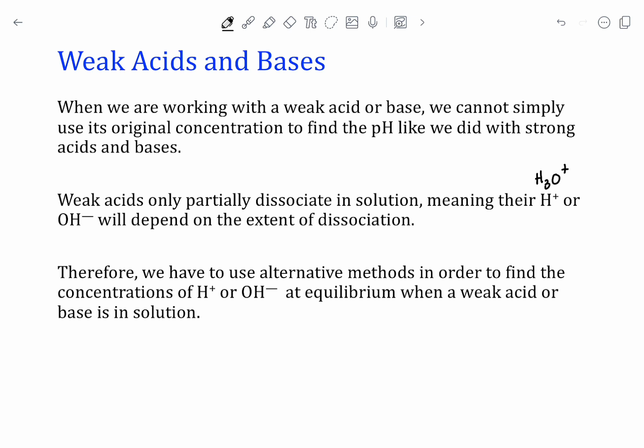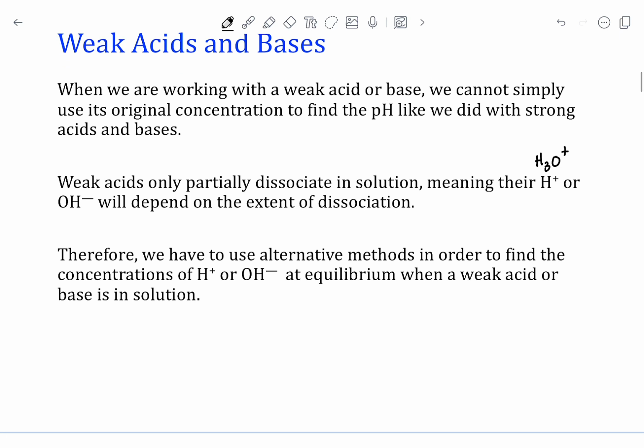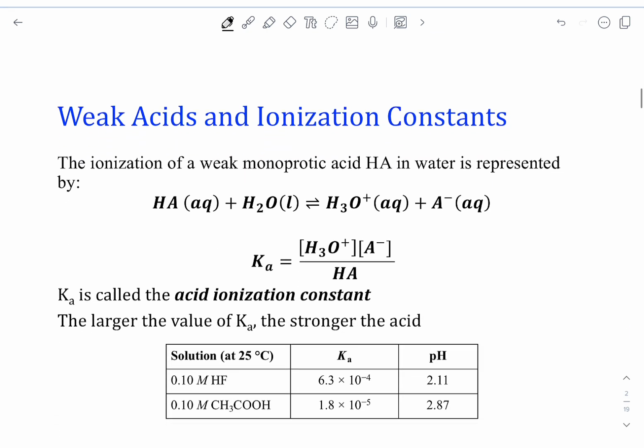But unlike strong acids, we don't know what that H plus concentration or that OH minus concentration is going to be in solution since there's only a partial dissociation. Therefore, we have to use alternative methods in order to find the concentrations of H plus or OH minus at equilibrium when a weak acid or a base is in solution. So let's talk about weak acids first.